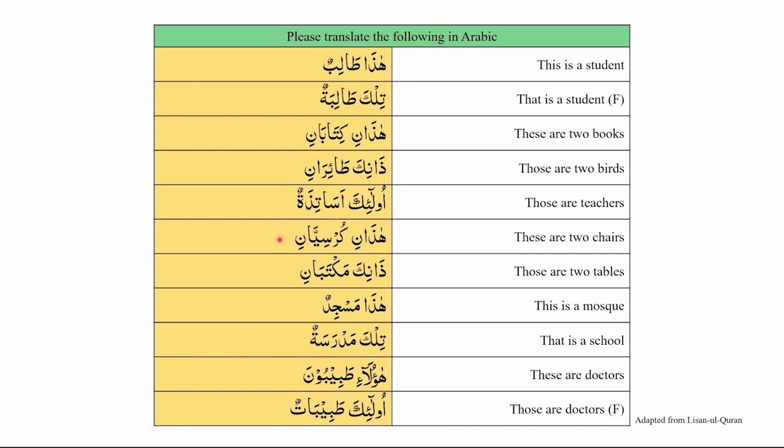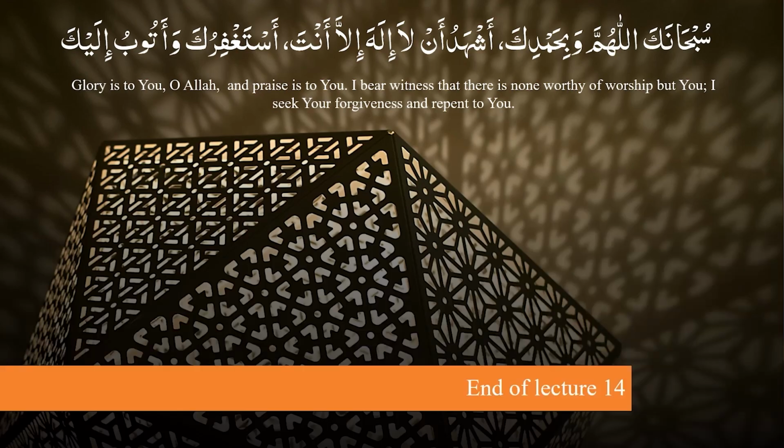These are two chairs. Hazani kursiyani. Those are two tables. Zanika maktabani. This is a mosque. Haza masjidun. That is a school. Tilka madrasatun. These are doctors. Haulai tabibuna. Those are female doctors. Ulaika tabibatun.